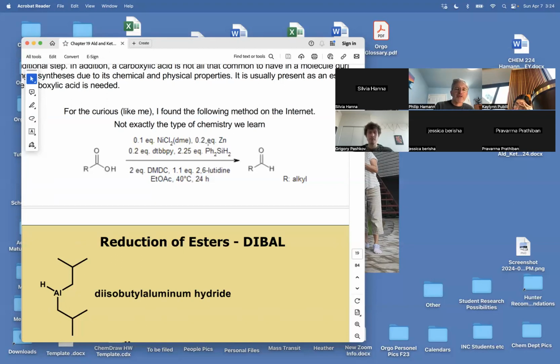Here it is, I found it in this set. So I was curious, and this uses nickel chloride, zinc. This is a fancy pyridine ligand. It uses silicon hydrides. That would be the actual reducing agent. It uses this DMDC. I didn't look what that is. I'm not familiar with it. And lutidine is another pyridine. And they make the witch's brew together, and it works in good yields.